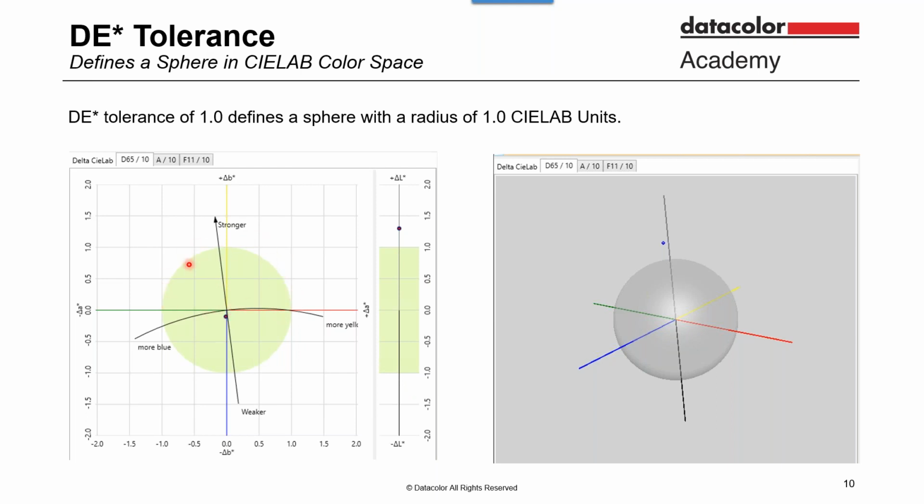And you'll see that this is a circle right here of DE of 1. And over here we have 1. And over here I just have a 3D representation, and you see it's a sphere. And in this case, the batch happens to be outside. It's lighter, it's outside the tolerance, and you can see that up here.